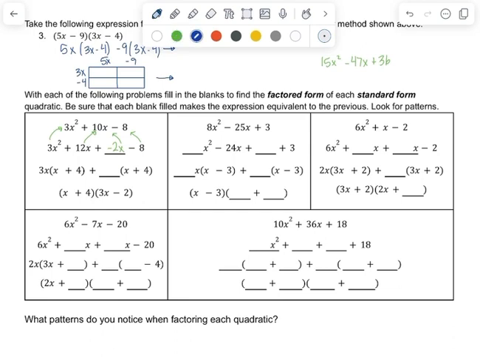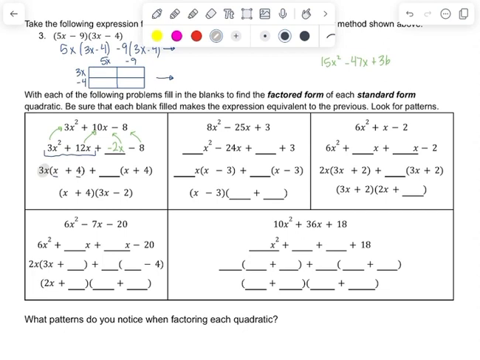Now we're going to group these first two terms together, 3x squared plus 12x. Those have a common factor, and that common factor is 3x. So we can divide both 3x squared and 12x by 3x, and that leaves us with x plus 4.